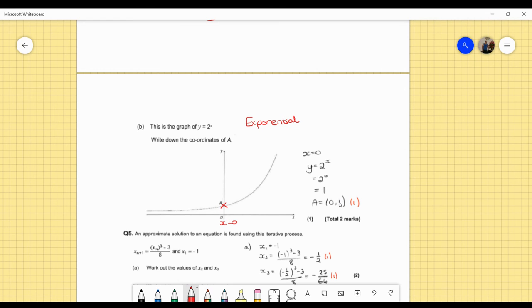So for question 4, there are 2 marks available. If you've got 2, it's green. If you've got 1, it's amber. And if you've got none, then it's red.